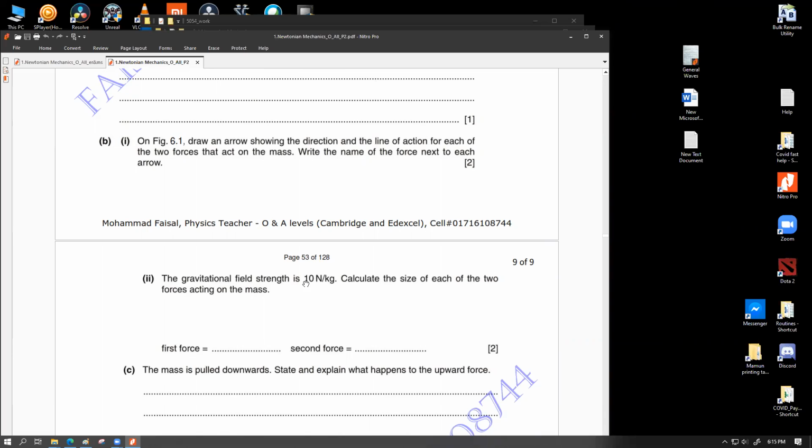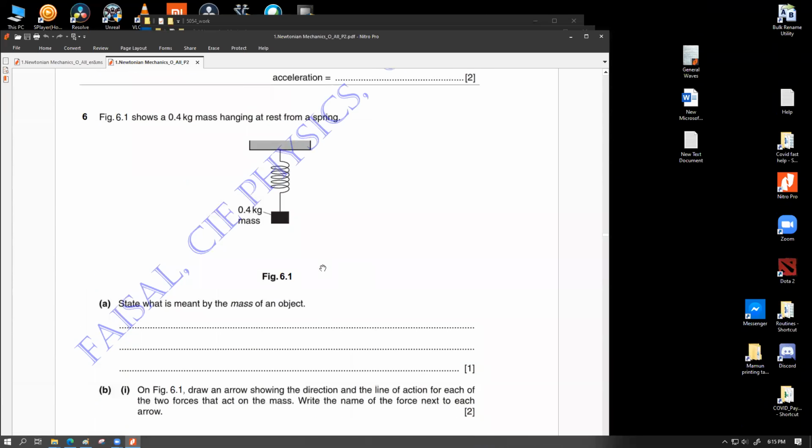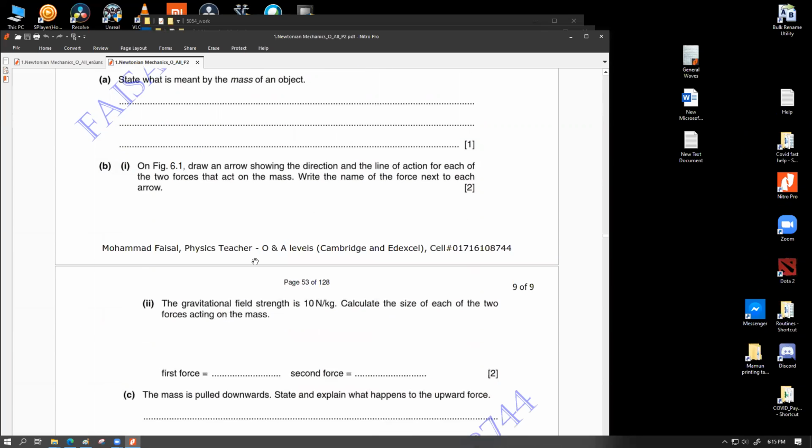B2 তে বলছে the gravitational field strength is 10 Newton per kg. Calculate the size of each of the two forces acting on the mass. Well, both the forces will be exactly equal to each other, because the question says that the mass was hanging at rest. So the weight of this thing should be 0.4 into 10, which is 4 Newton. And the second force would also be 4 Newton.